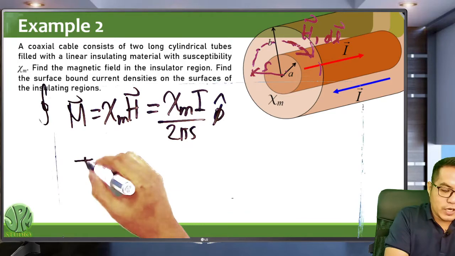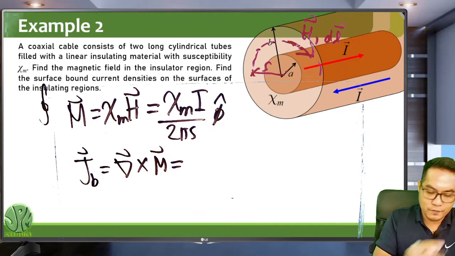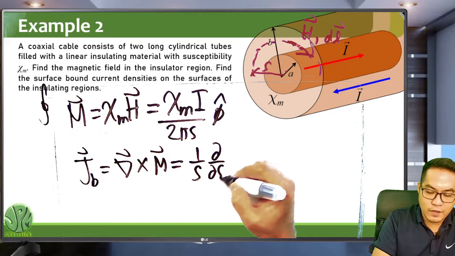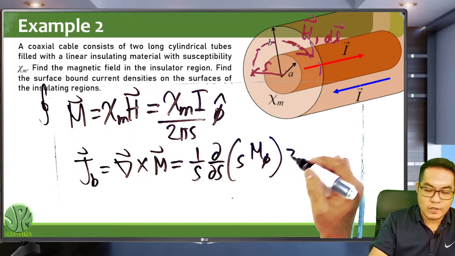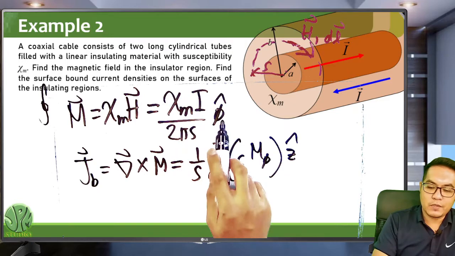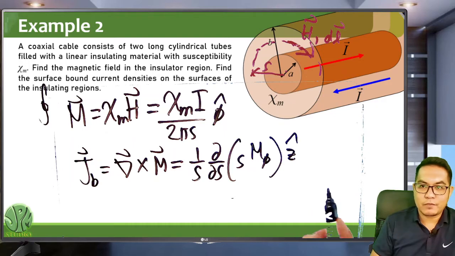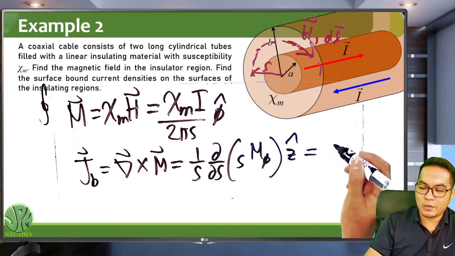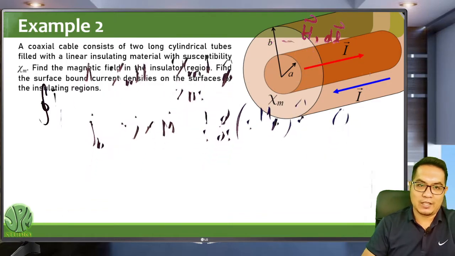So to solve for J, the volume bound current density, we take the curl of the magnetization. So only the Z component of the curl will survive. So you have 1 over S, and then the phi component, Z hat. But you will notice that this is the phi component, because this is the phi hat direction. If you multiply that with S, then there will be no more S, and it's just a constant. So you take the derivative of a constant, and this will give you 0. So in this case, there are actually no volume bound currents.